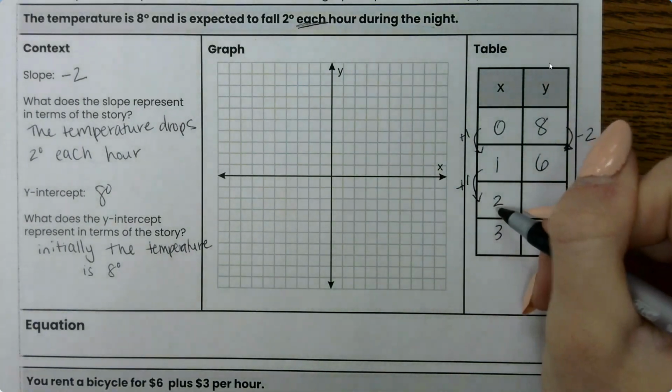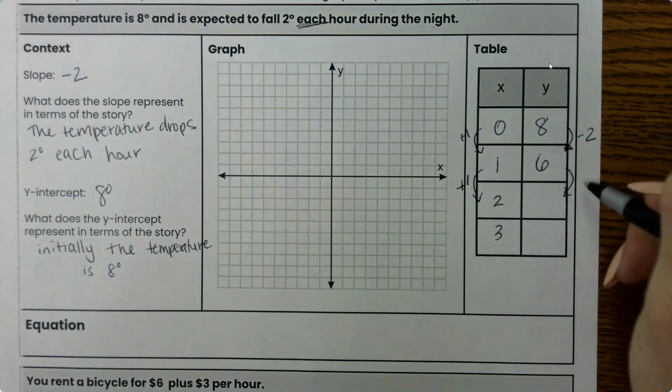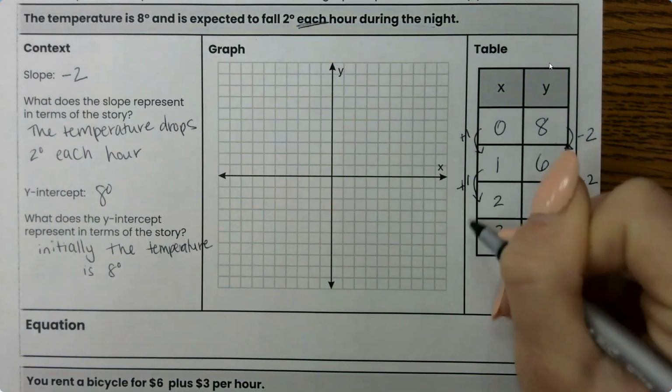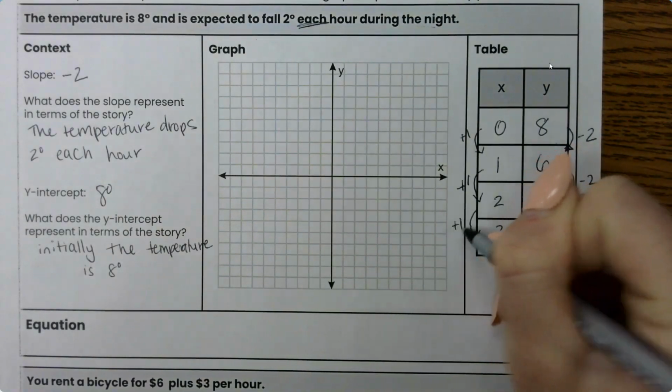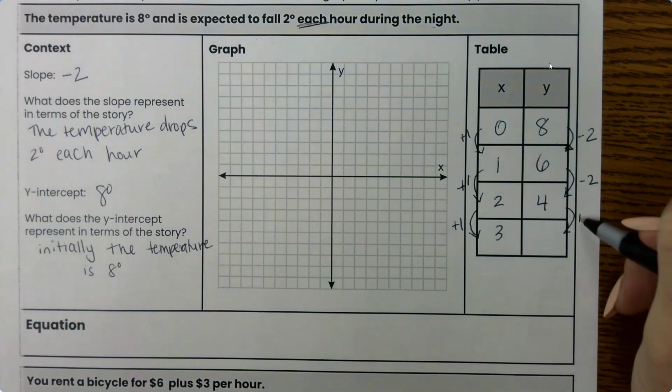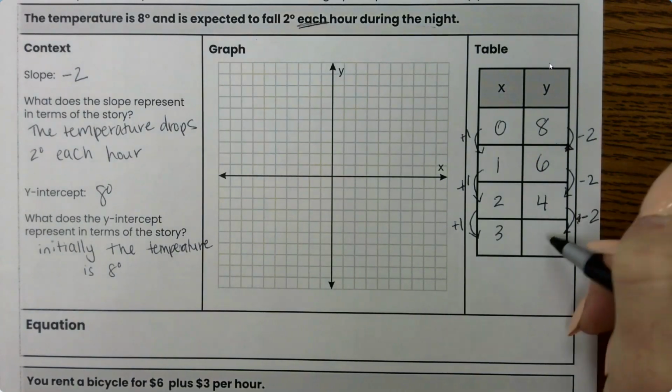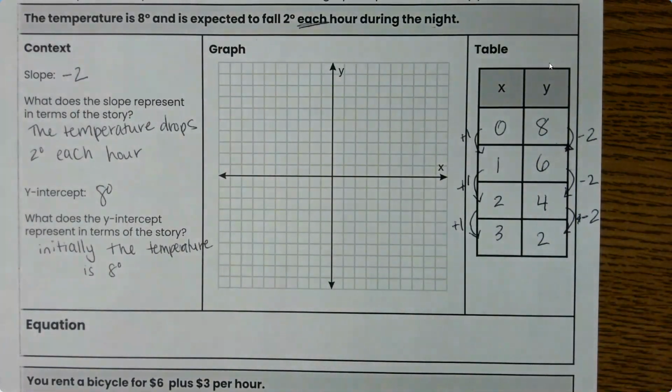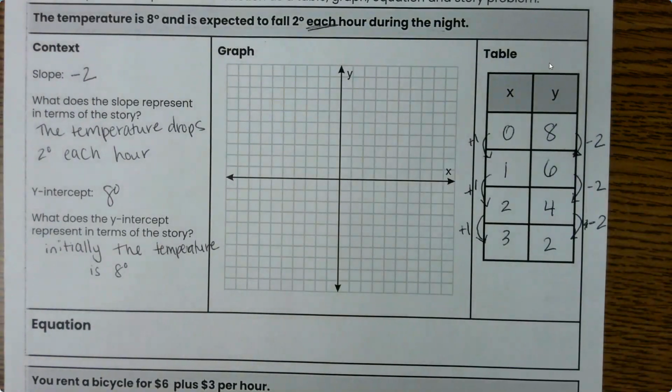So if we add another hour, the temperature is going to drop another 2 degrees. And then same thing for the third time. If we add an hour, the temperature drops 2 degrees. So now we've got our table. What we can do is graph it.